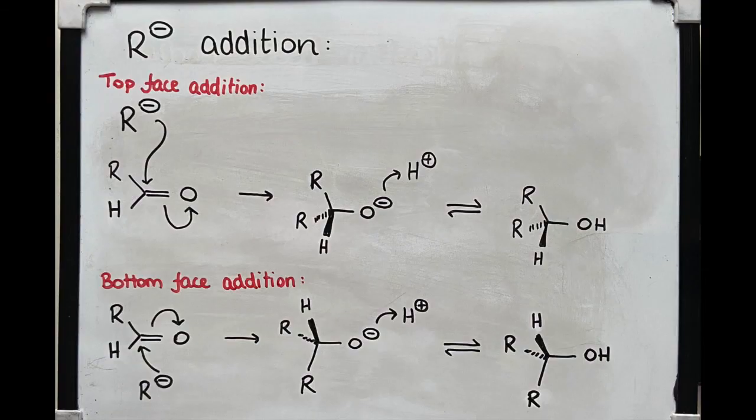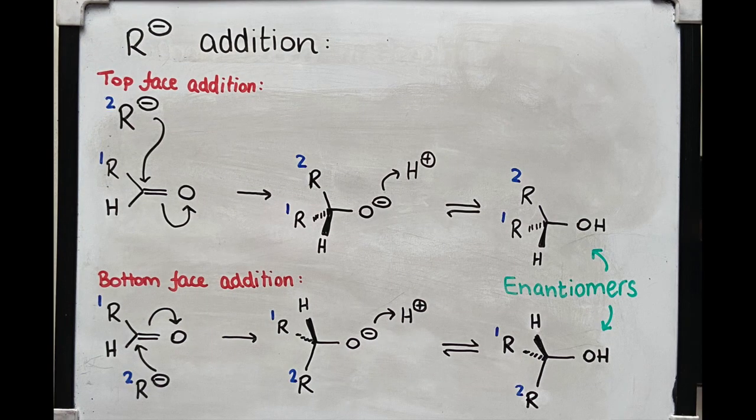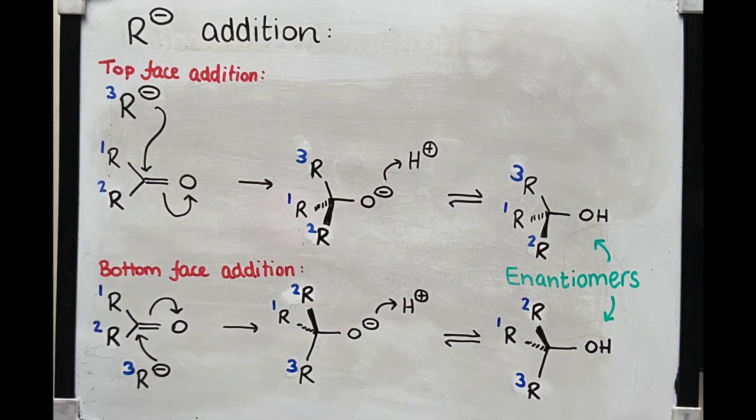For these reactions, the R- nucleophile can also add from the top or bottom face. For aldehyde compounds, if the two R groups are different, a racemic mixture can be formed. This is shown here. For ketone compounds, if the three R groups are different, a racemic mixture can be formed, as illustrated in this example.